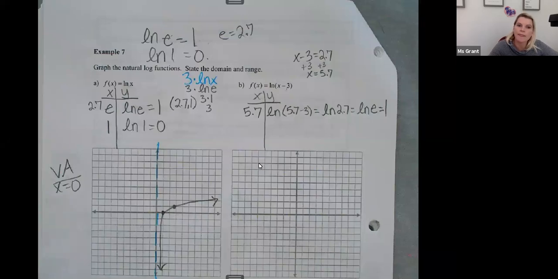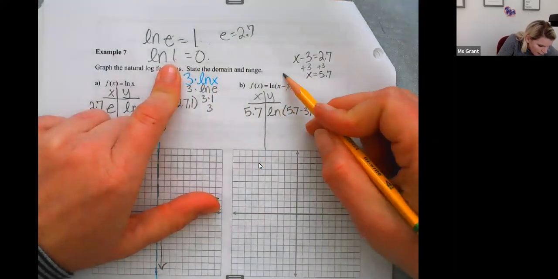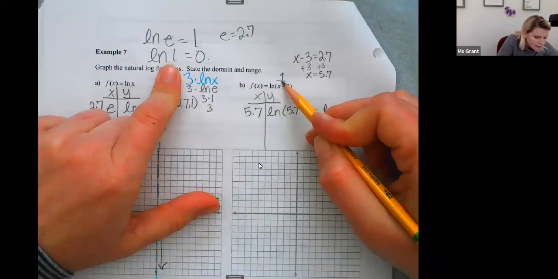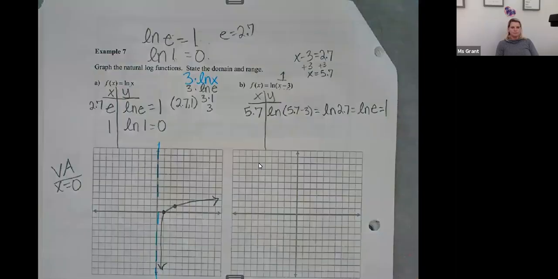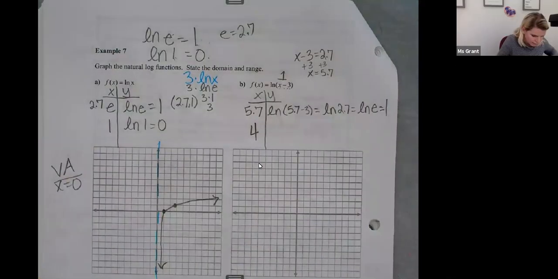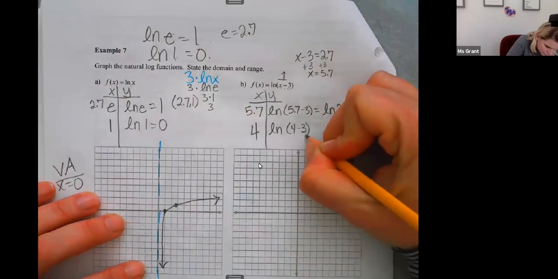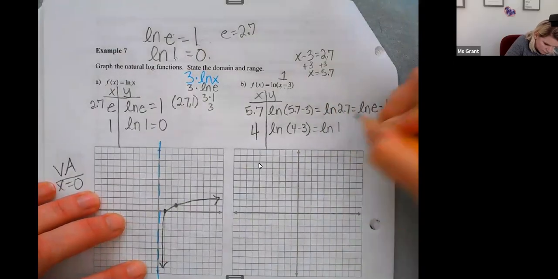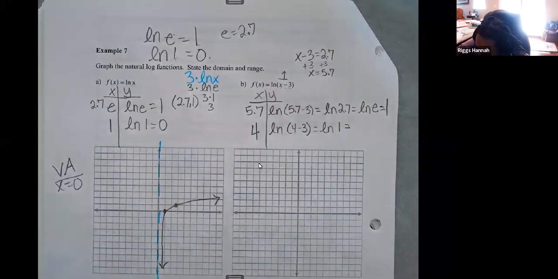I also want the parentheses to equal 1. Remember how I want ln of 1? I want this whole parentheses to be a 1. Something minus 3 is a 1. What minus 3 equals 1? 4. 4 is what I'm going to put in for x. 4 minus 3. ln 4 minus 3. ln of 1. What's ln of 1? 0.